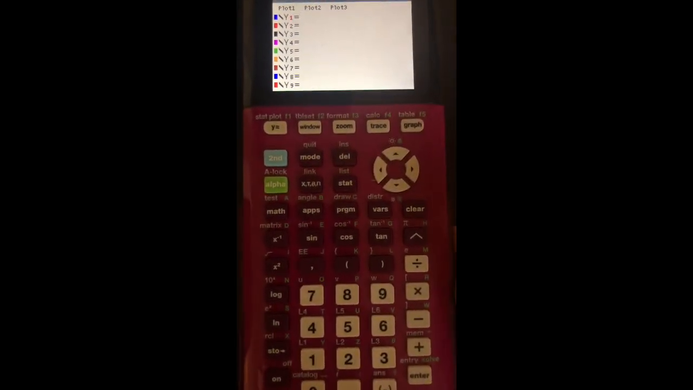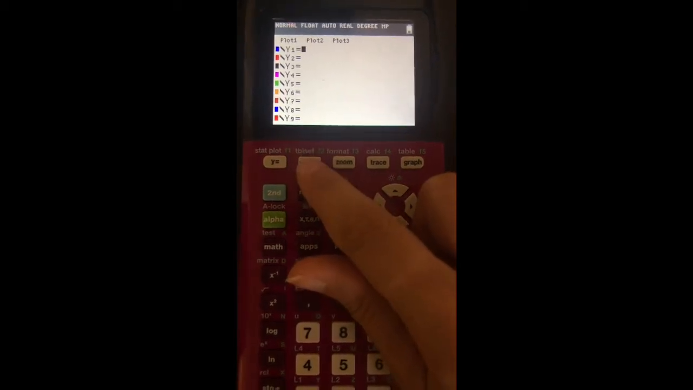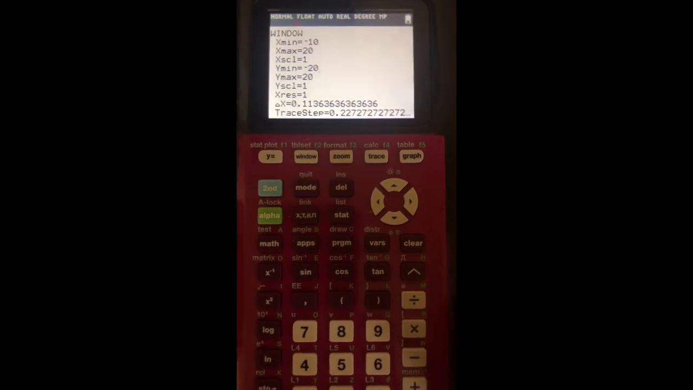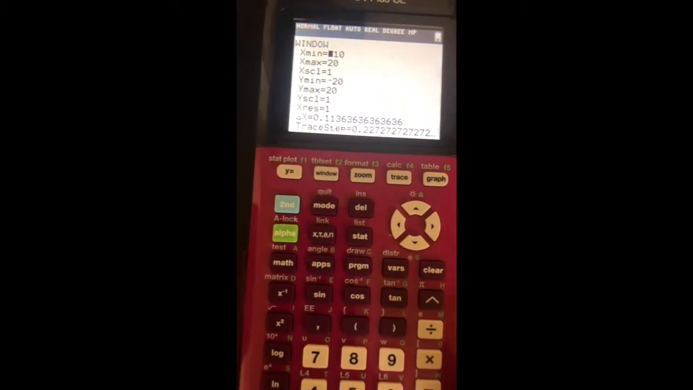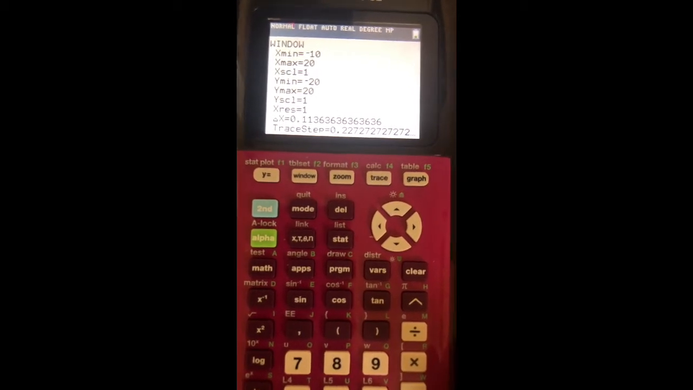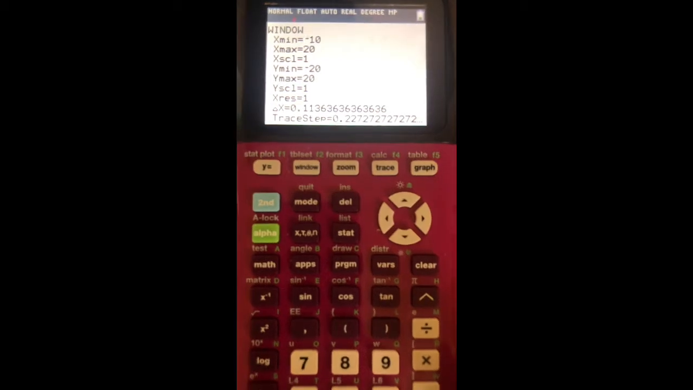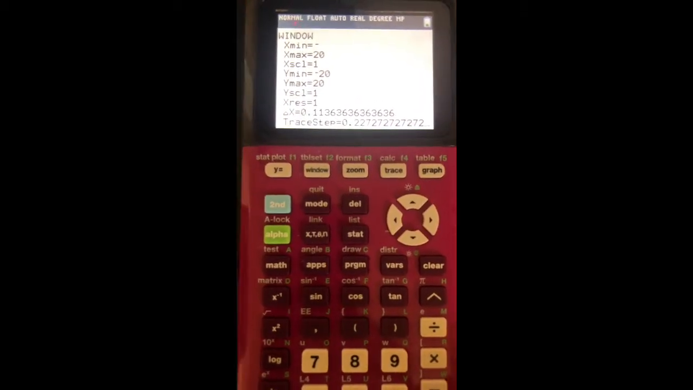Okay. The other thing before we graph anything, we are going to go ahead and go to Window and we're going to adjust the window. So the window is essentially what you can see. So it's really the x min and x max are your domain, where the y min and y max are your range. So I'm going to go ahead and make it -10 to 10.